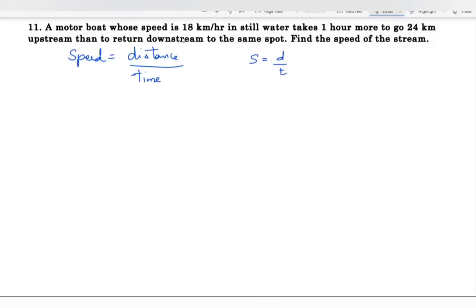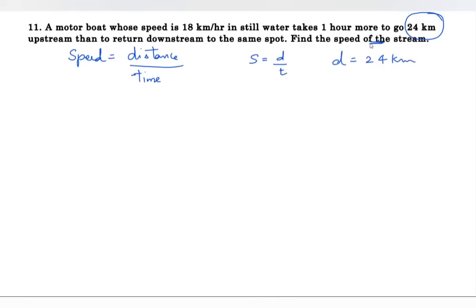What about the time? It takes 1 hour more to go 24 kilometers upstream than to return downstream to the same spot. Now from this, what is the distance? The distance will be the same here. Therefore the given distance equals 24 kilometers. What we need to find out is the speed of the stream.